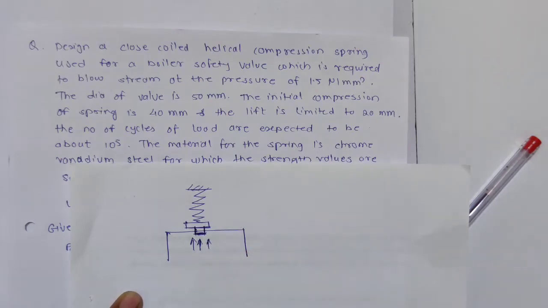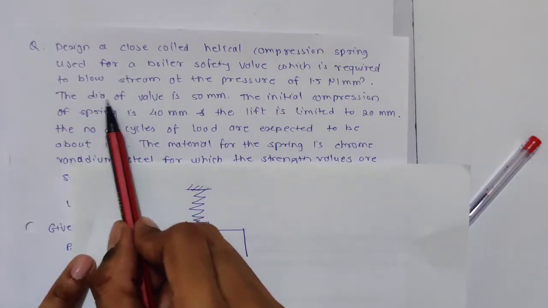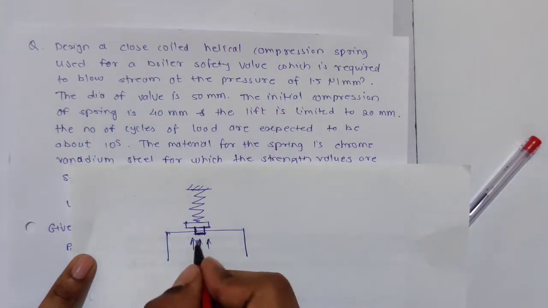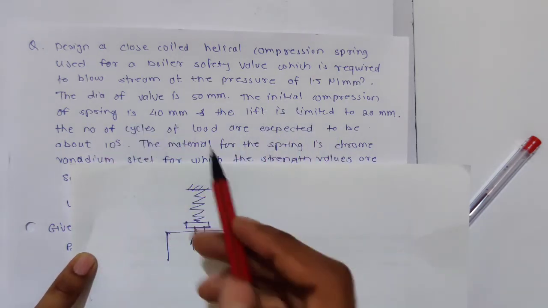So now the next problem reads: the diameter of the valve is 50 mm. So the diameter of this valve is 50 mm and the initial compression of the spring is 40 mm.